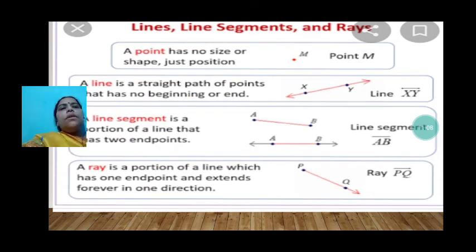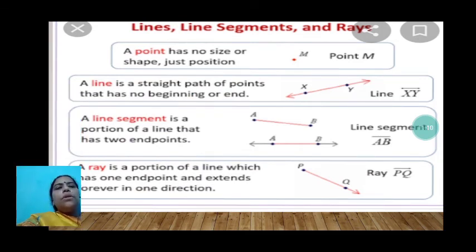We have read again, and we are going to see what a point is. A point has no size or shape, just position. So we have read that a point does not have any size, it does not have any shape, it has only position. Wherever you keep it, that will become its position. As you can see, point M. If you want to measure point M, you cannot measure it.